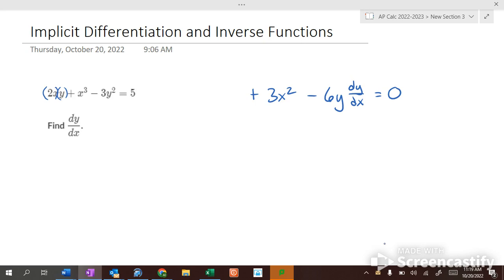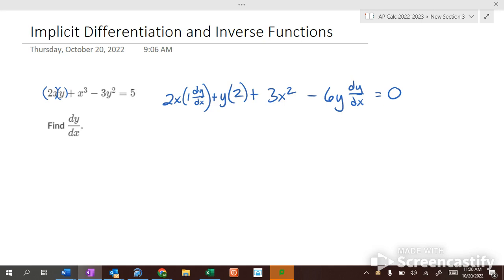So 2x, what's the first derivative of y? 1 dy dx. It's 1 dy dx. So you got to put a dy dx. Whenever you take the derivative of y, you have to put a dy dx behind it. Plus, then y times, what's the first derivative of 2x? 2. You don't have to put a dy dx behind that.